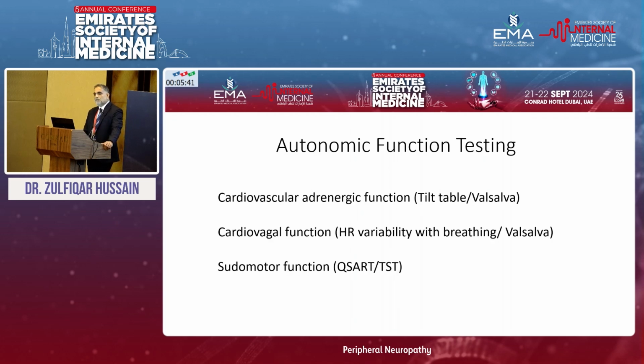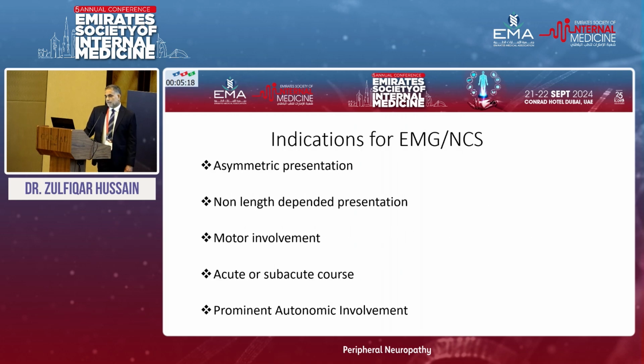The autonomic function testing, that you can do if there's autonomic involvement. You have tilt table, Valsalva with cardiogenic adrenergic functions, cardiovagal functions. You can look at those pseudomotor functions, QSART, TST. TST stands for thermoregulatory sweat test. And the skin biopsy, worth to mention it here for small fiber neuropathy.